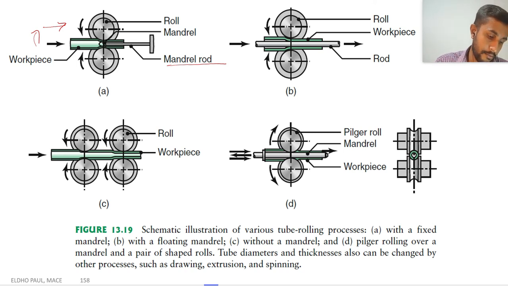And here the fourth one, see, is without a mandrel. Here we are using tube rolling without a mandrel. And here the output product will have a lower diameter and thickness, but the length will increase. That is the tube rolling process.